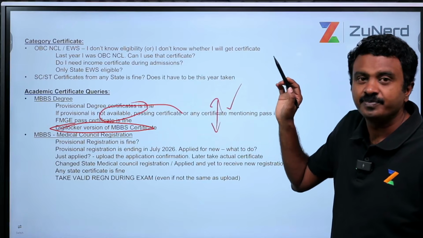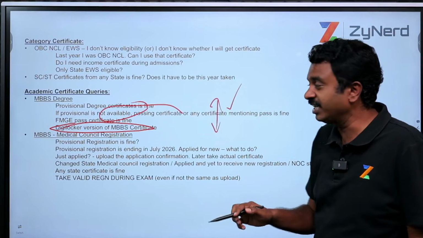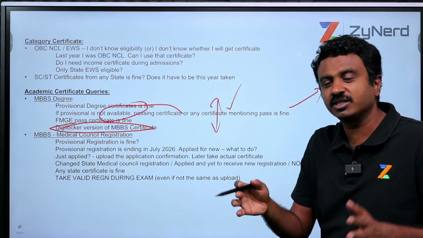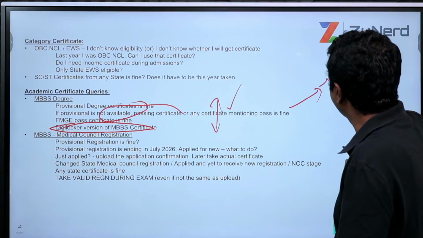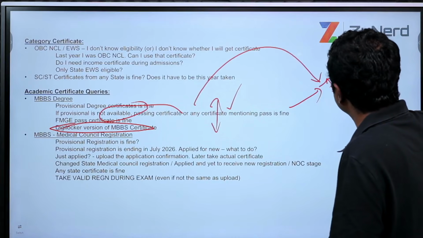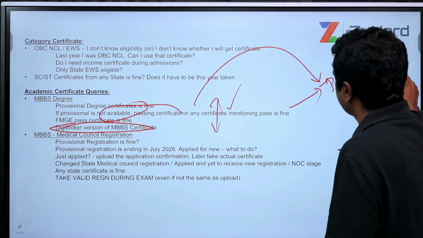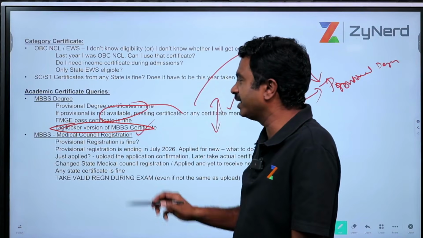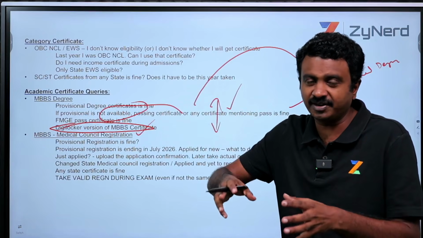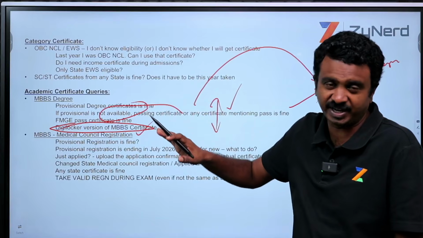Anything with a reference is fine. When you are going to the examination, I uploaded only my pass screenshot, but I got my provisional degree. Take the provisional degree. This need not be the same as what you are taking to the examination. What you are taking to the examination can be different. Next, your MBBS Medical Council registration. Don't worry about the MBBS degree. Any form of reference that you have passed the examination is fine.